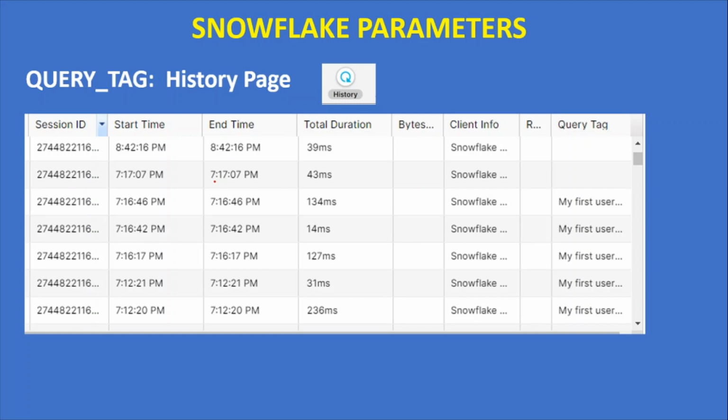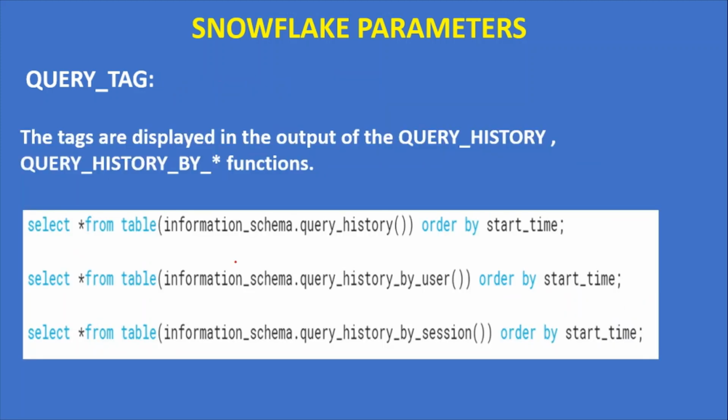Now how are we going to see the query tag? In the web UI we have a history page, or history tab. If you go to history, then you will get all the session details. In those session details we have columns like session ID, start time, and one column called query tag. If you execute any queries or select statements using the query tag, then you will see whatever string you have set at account level, user level or session level.